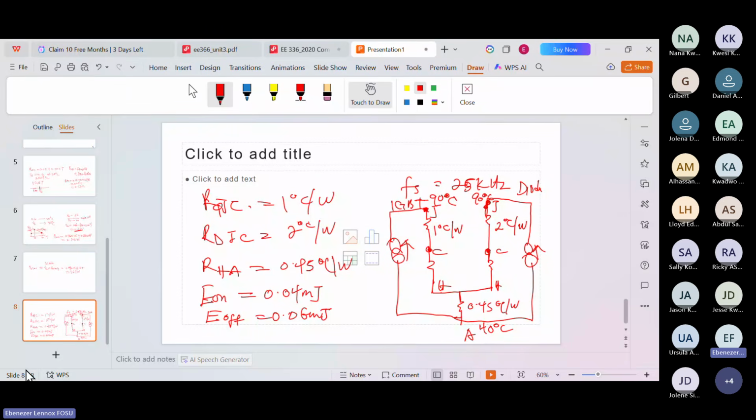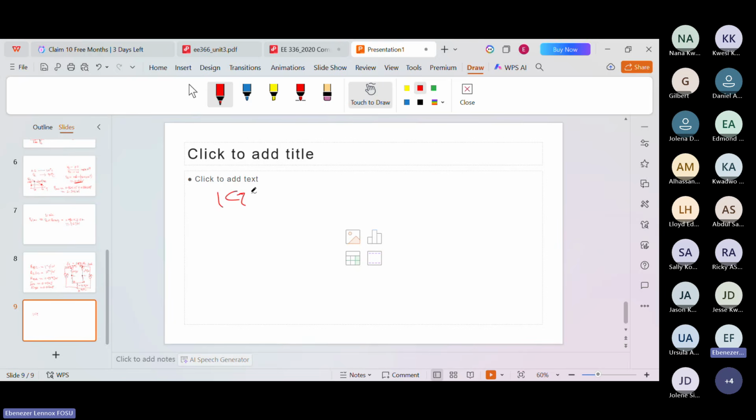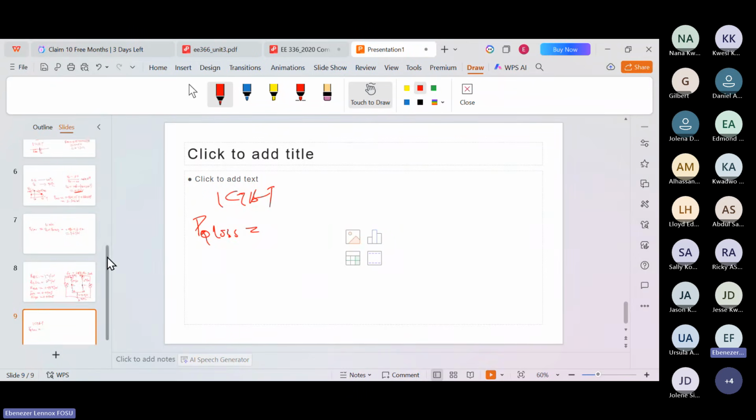For the IGBT, we know the on-state power loss. We just calculated it, right? Then the next information we need is the switching loss. We've been given enough information to help us calculate the switching loss of the IGBT. So let's do the IGBT first, then we'll do the diode. For the IGBT, the total loss is the on-state loss plus the switching loss, right? So the on-state loss, let me go back to where we did the calculation.